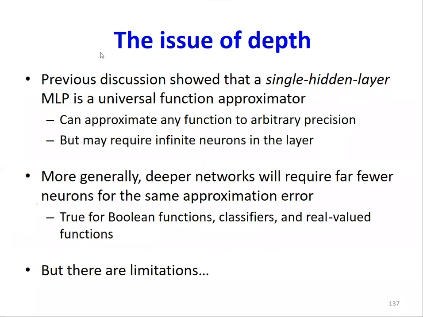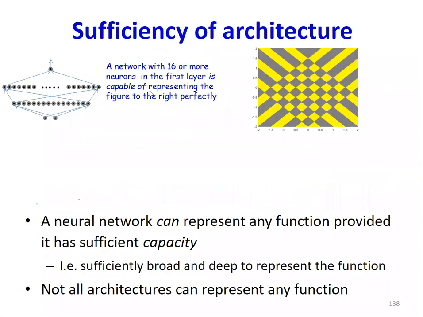The previous discussion showed that a single hidden layer MLP is a universal function approximator. It can approximate any function to arbitrary precision, but may require infinite neurons in the hidden layer. More generally, deeper networks will require far fewer neurons for the same approximation error, regardless of whether it's a Boolean function, a classifier, or a real valued function. But there are limitations. So what is the limitation?